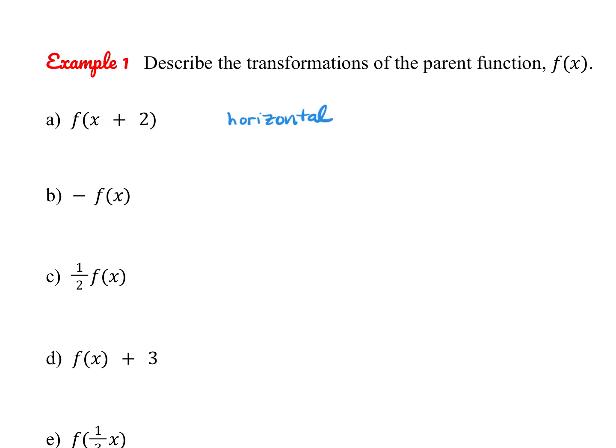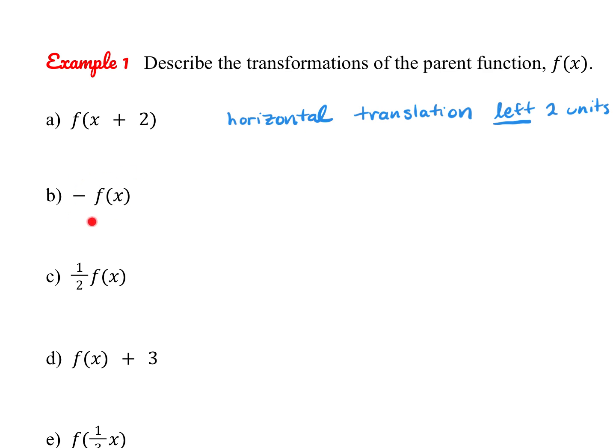Now, since I see addition or subtraction, I know that that's going to be a translation. And now I just have to decide which way it goes. Since it's horizontal, it's either going to go left or right. But I remember, oh yeah, for the horizontal ones, it's that opposite direction. So even though it says +2, it's actually going to shift our graph left 2 units. So be careful with that.